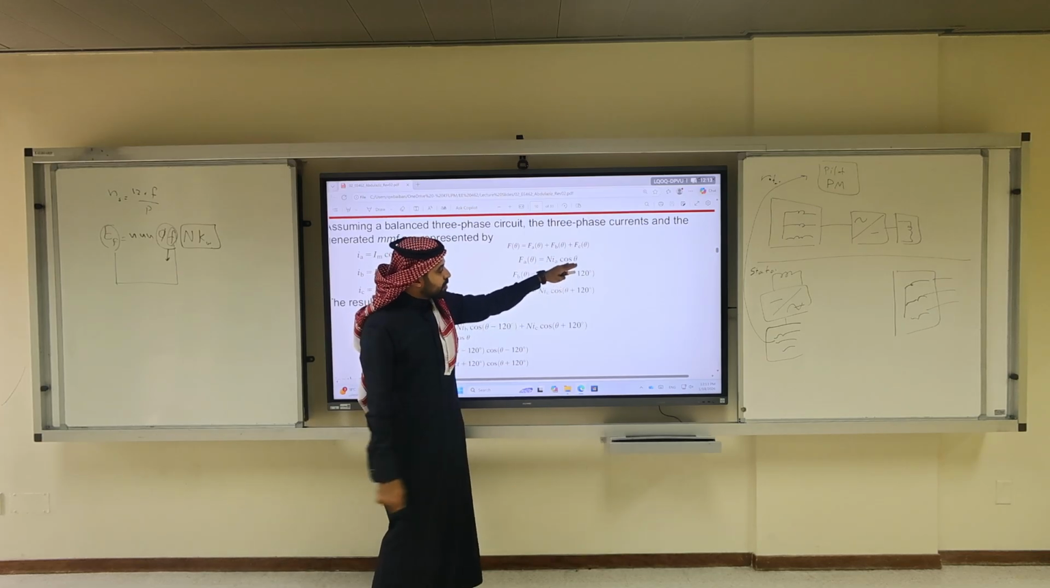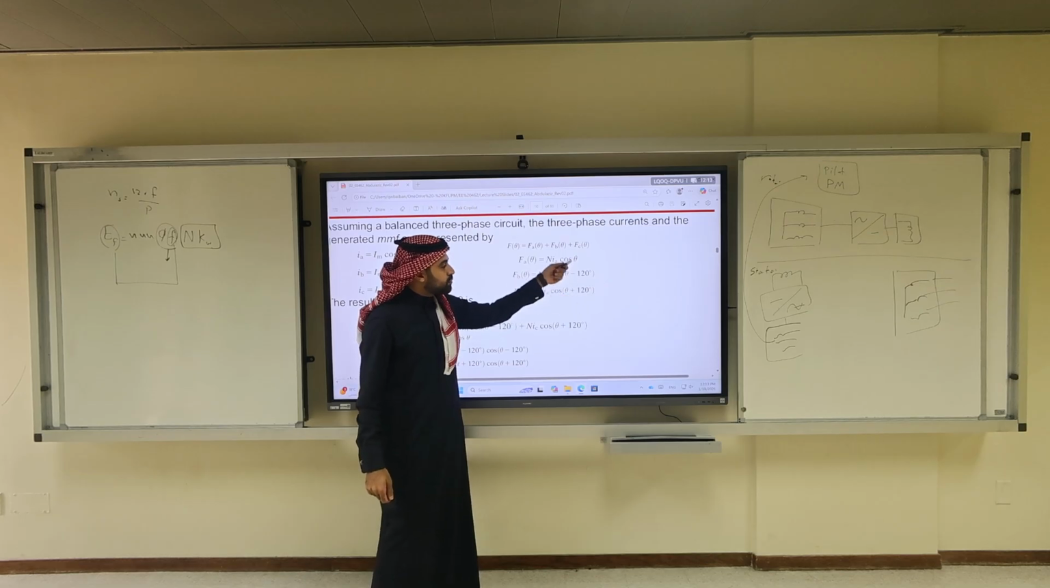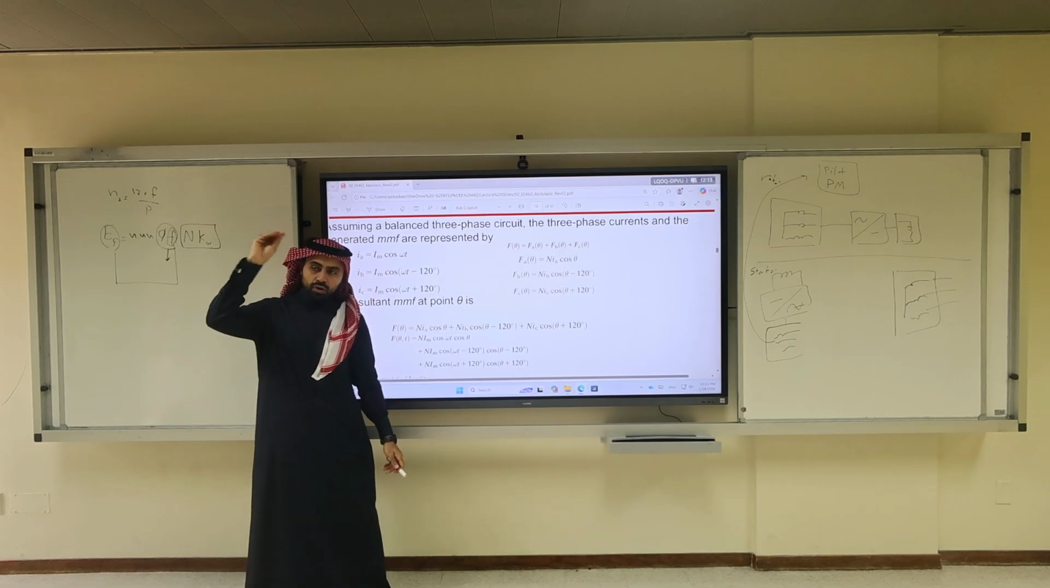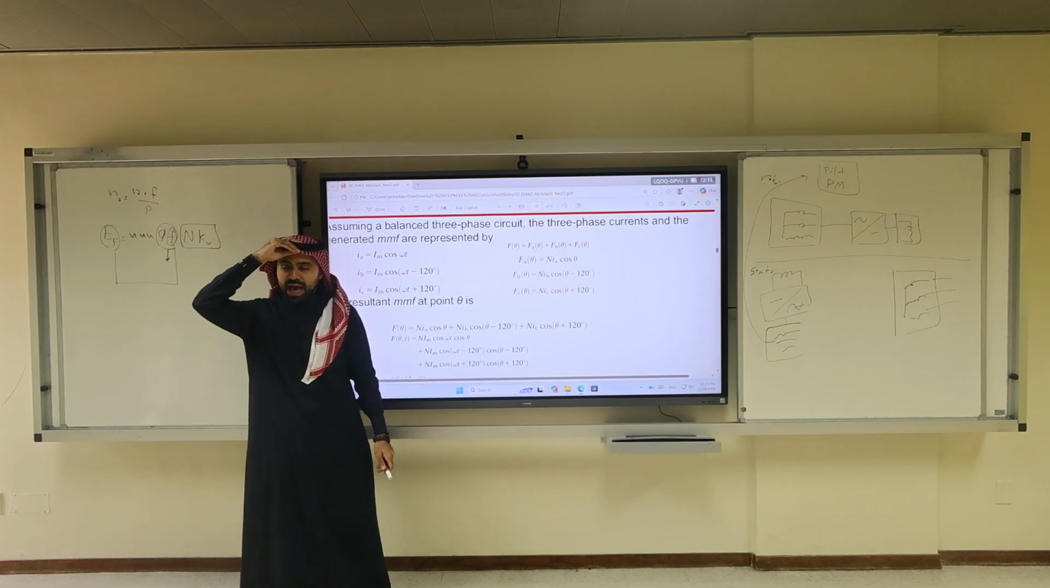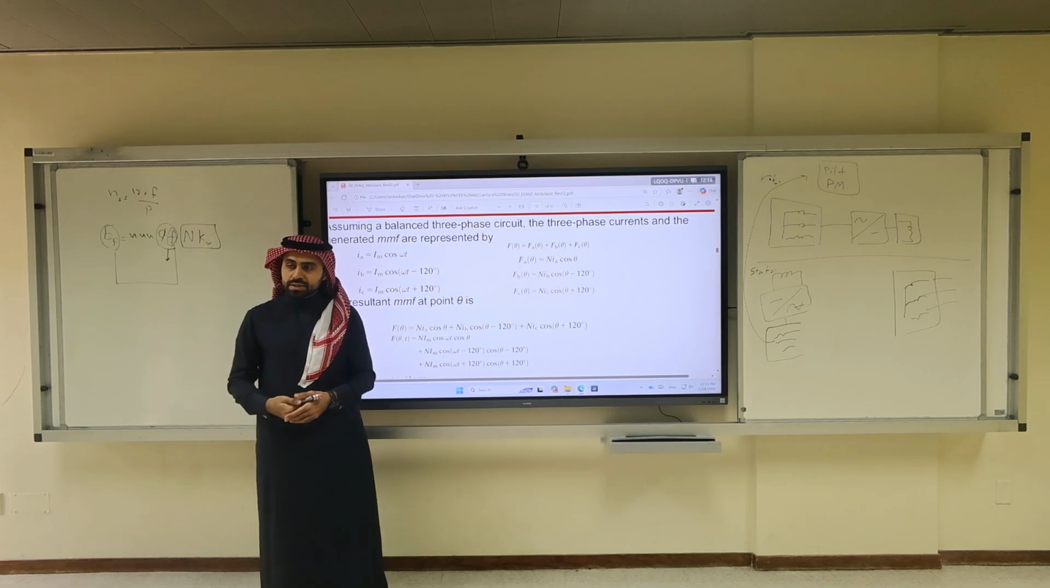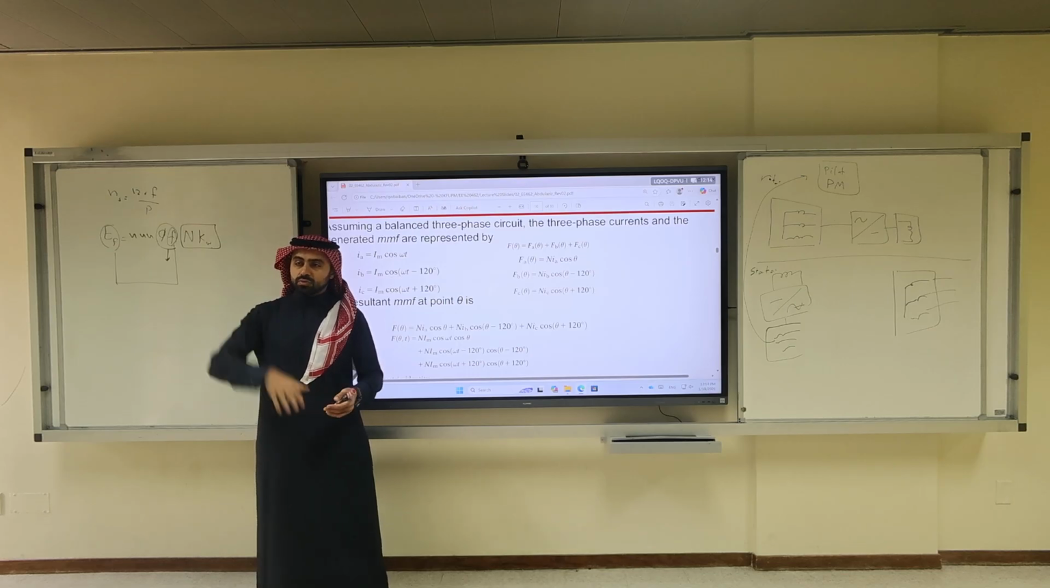The other one is minus 120, the other one is plus 120. These thetas have to do with the current position of the rotor. It's the electrical angle. If you have a two-pole machine, electrical angle is the same as mechanical angle. If you have a 4 or more pole machine, electrical angle is divided by the number of poles.